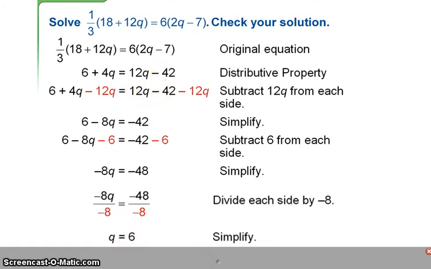Again, starting right here, you don't have to subtract 12q, you can subtract 4q to this side, and you would still end up at the same result down here. So there's a couple different ways you can do it, but still end up with the same result.